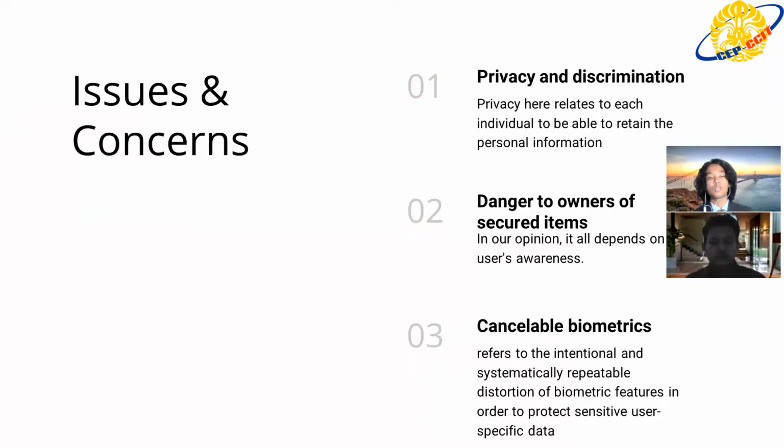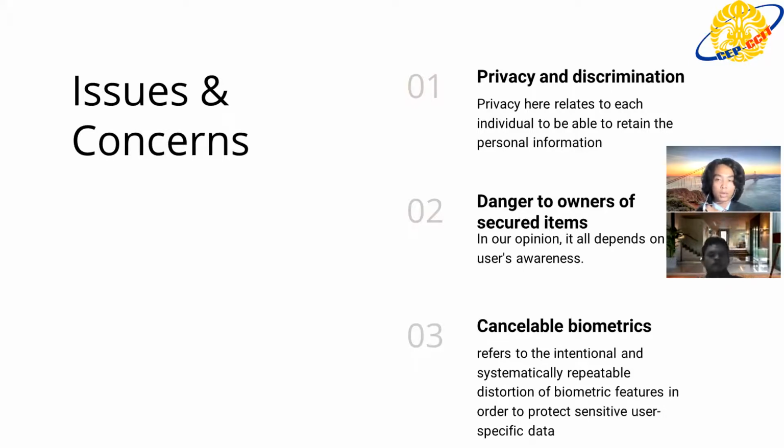The next one is issues and concerns in biometric security systems. There are three issues and concerns. The first one is privacy and discrimination. Privacy here relates to each individual being able to retain their personal information from other people who have not actually been given permission to access it. For example, biometric security that utilizes an employee's DNA profile could also be used to screen for various genetic diseases or other undesirable traits.